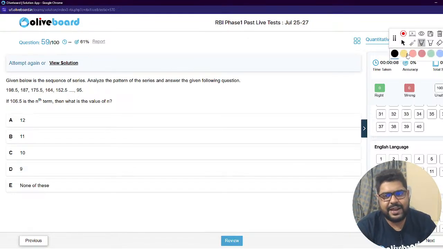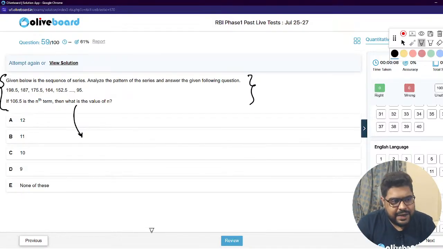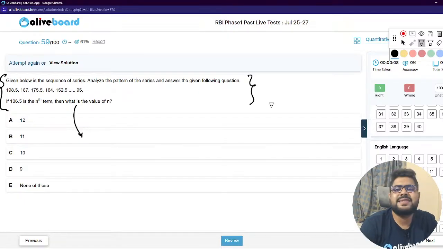Chalo, a very good technique I'll show you here. A very nice technique I'll show you here. So can anyone tell me what type of series is this? What type of series is this? What type of series is this? You will say, sir, this is a pure and simple AP.